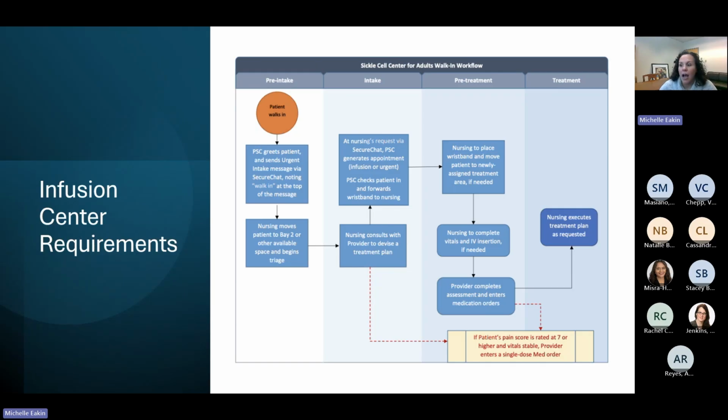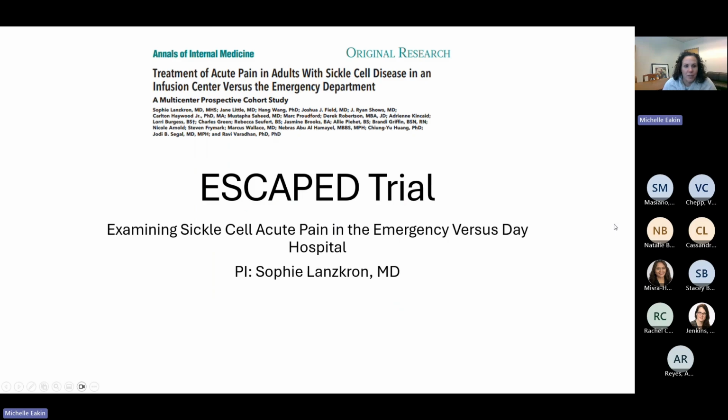urgent need, and that they would get evaluated and could go through assessment, triaged and evaluated, receive their pain medications, and then reevaluated to determine disposition. And so this can be pretty complicated and required a lot of uptake, a lot of work to support implementation.